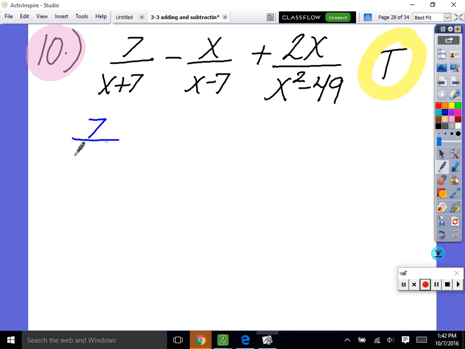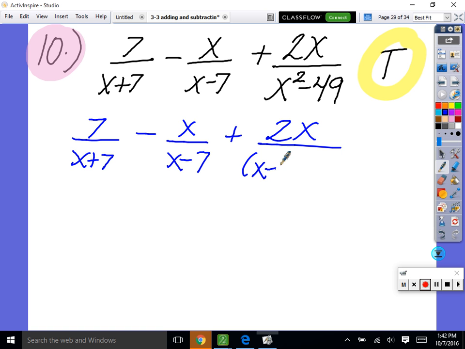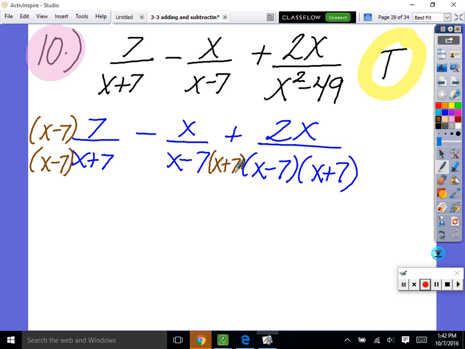Now, one thing to note on 10. 7 over x plus 7 minus x over x minus 7 plus 2x over, we got to factor that to be x minus 7 times x plus 7. So now, aren't we only going to fix a couple of these? This one needs an x minus 7, right? This one needs an x plus 7. So you guys keep going. Give me a final answer in the most simplified form. Subtraction. Go, go, go, go.